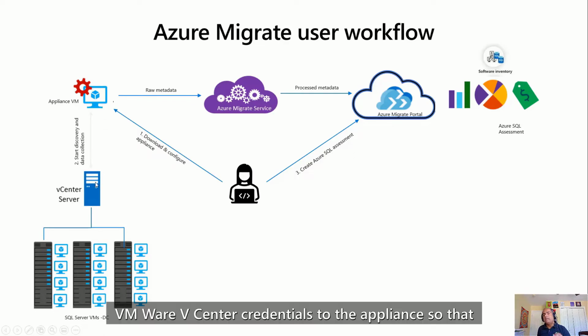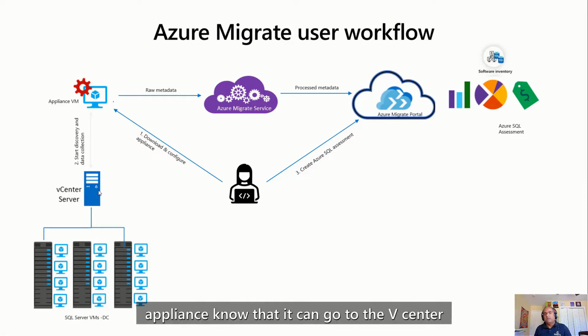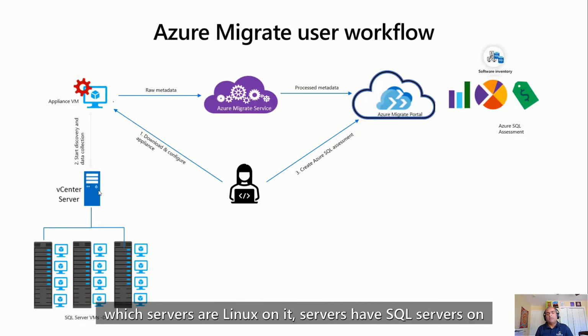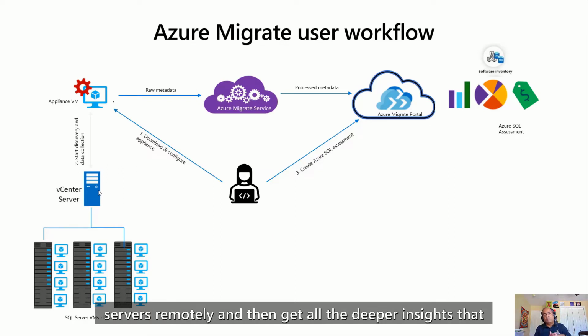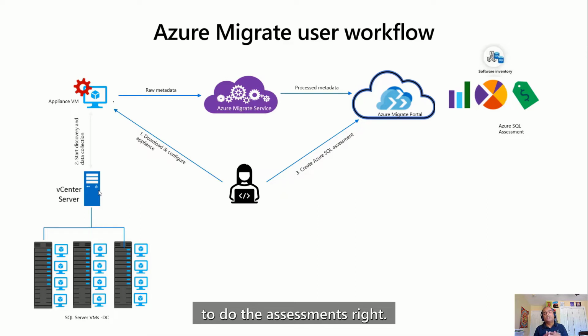You need to provide VMware vCenter credentials to the appliance, so that it can go to the vCenter metadata database and find out all those servers, which servers have Windows on them, which have Linux, which have SQL Server. So it gets all that information, and then it connects to the individual servers remotely and gets all the deeper insights required to complete the discovery and do the assessments. That's how it actually works.